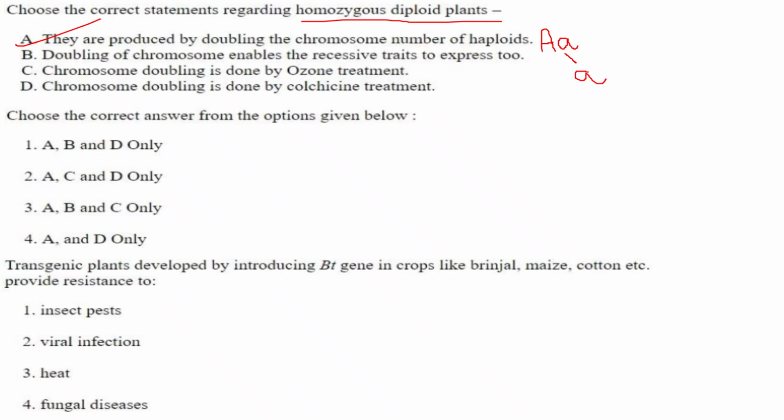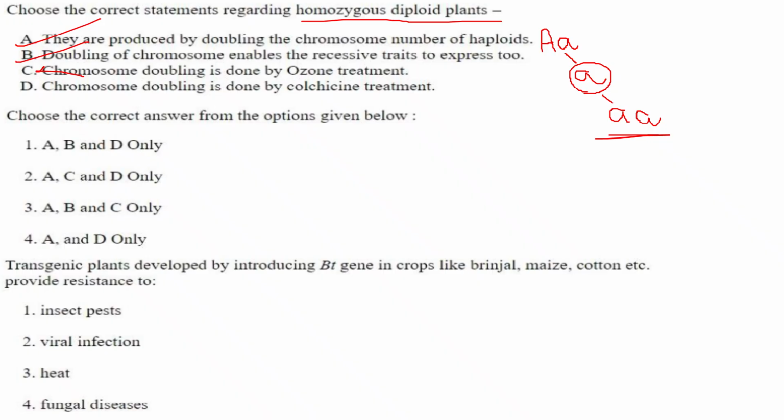Now what you do after haploid, you will double this chromosome by adding colchicine. When the chromosome is doubled, it will not become capital A, it will remain small a itself. Only one set of chromosome is there in the haploid. This is doubled means you will get small a only. Small a means homozygous recessive character is expressed. So B is correct.